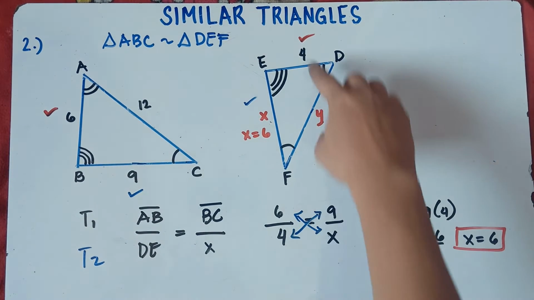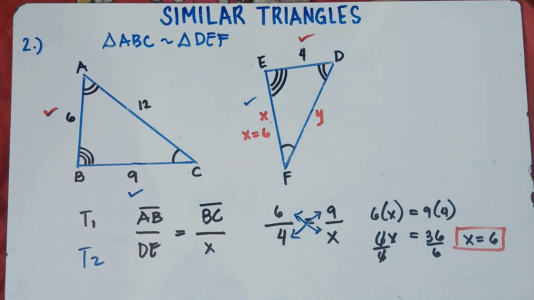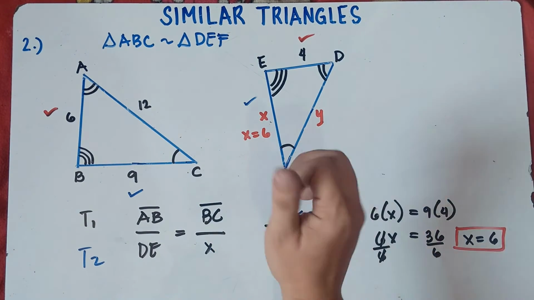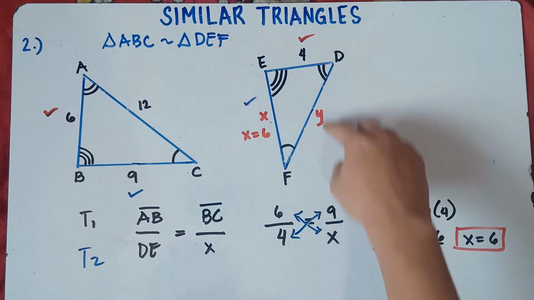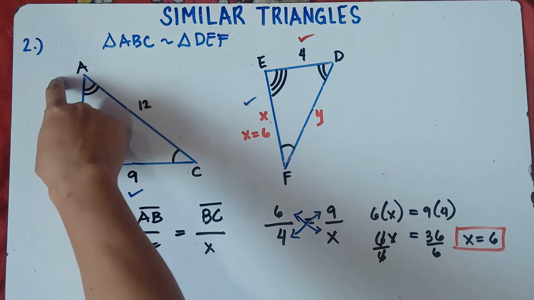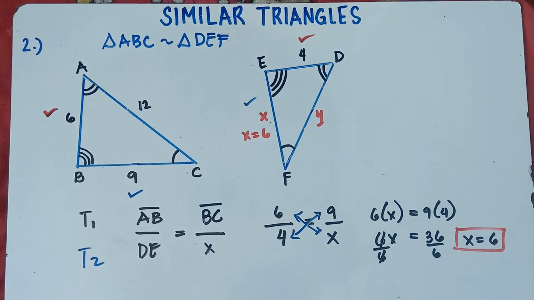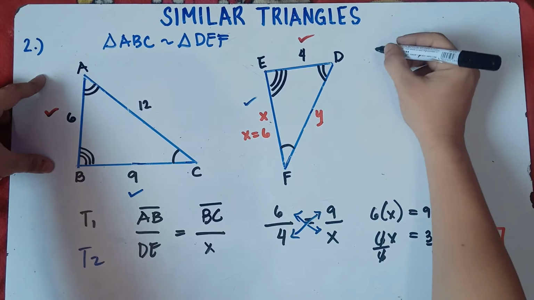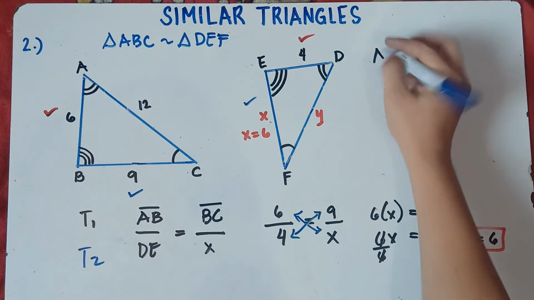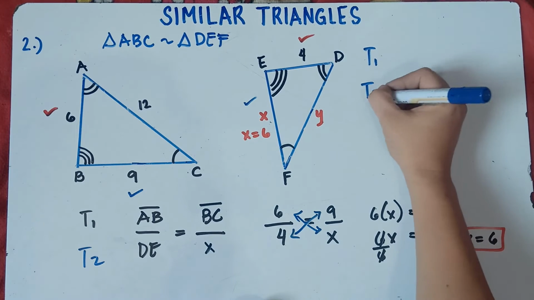Alright, so let's have this side over this side. That would be the same answer, class. If you use this side over this side, that's okay. So let's have this side over this side. So AD corresponds to AB, and then AC corresponds to DF. So let's try that. So let's have triangle 1 and triangle 2, for you not to be confused.